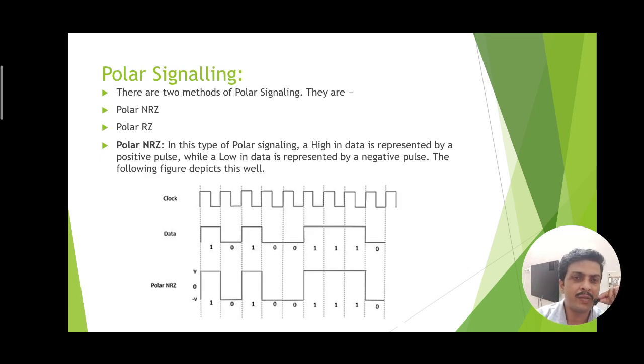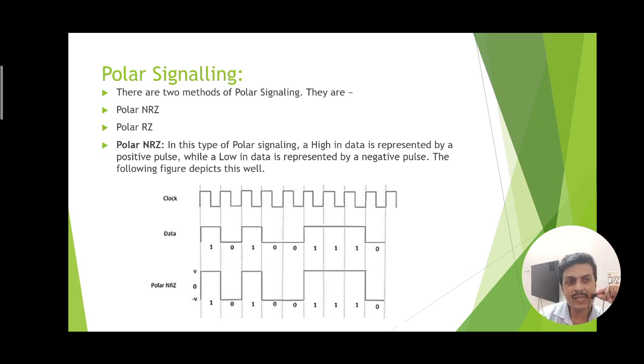Now thereafter there is polar signaling. Polar signaling means positive as well as negative height of the voltage is possible. So for data bit 1, it is an excursion between the negative voltage and the positive voltage, that means minus V is the lower voltage and plus V is the higher voltage. So logic 1 is a positive pulse and logic 0 is a negative pulse.